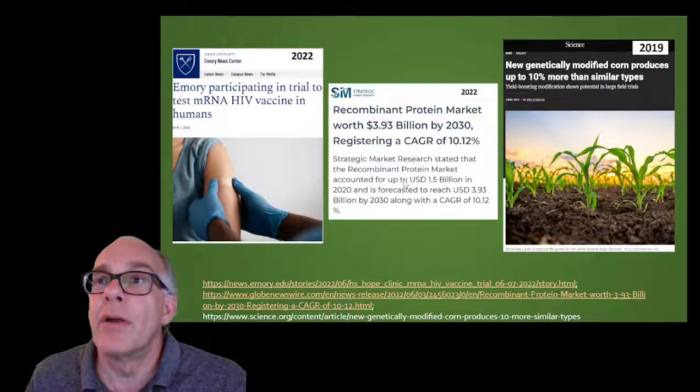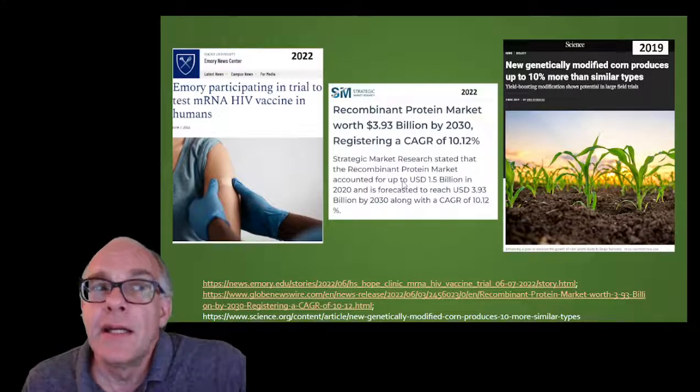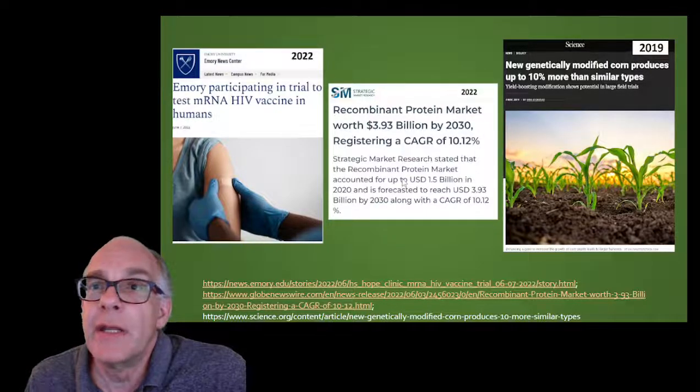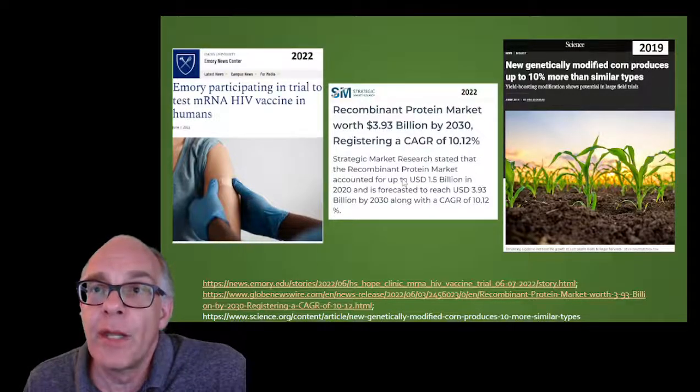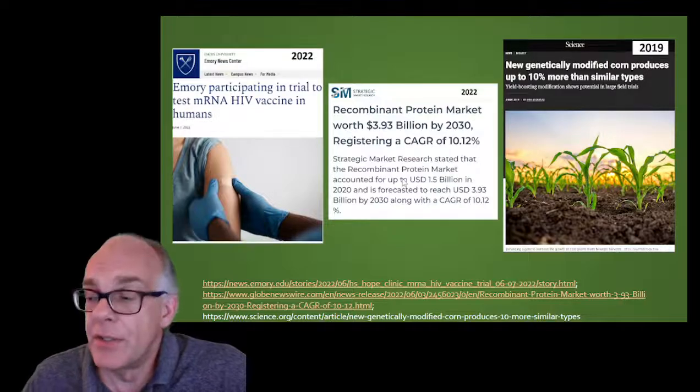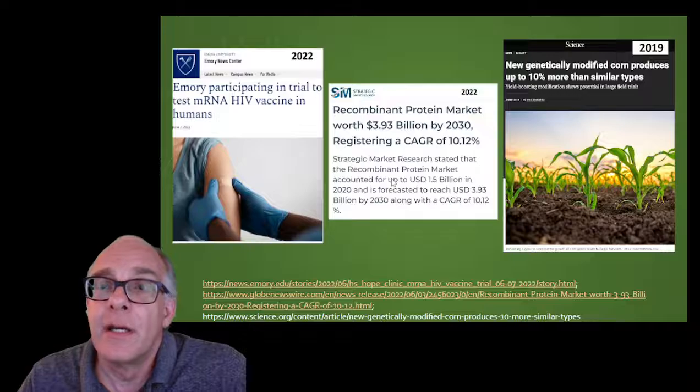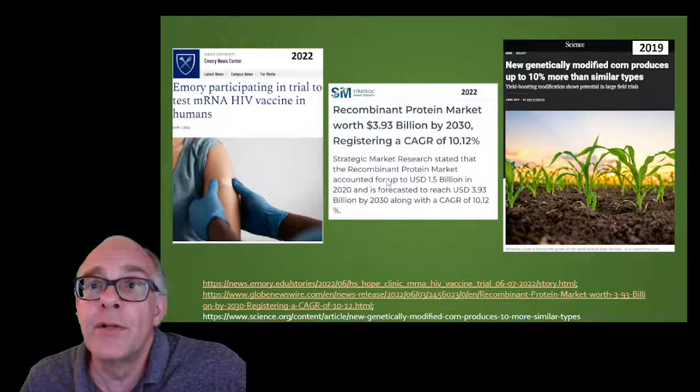Recombinant protein market. So basically getting some type of organism, oftentimes a bacteria, to produce things that we need. A common example of that is producing human insulin in bacterial cells so that diabetes patients don't mount an immune response as they would if they were getting pig insulin. So incredibly huge, lots of chemistry, lots of other things going on, but roughly a $4 billion market by 2030. Again, based on the work that Watson and Crick did.